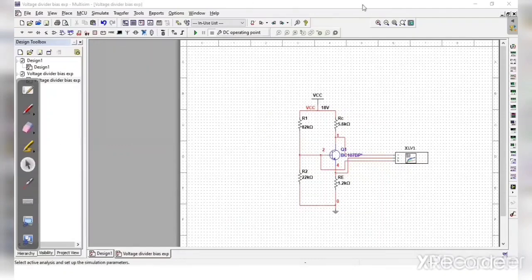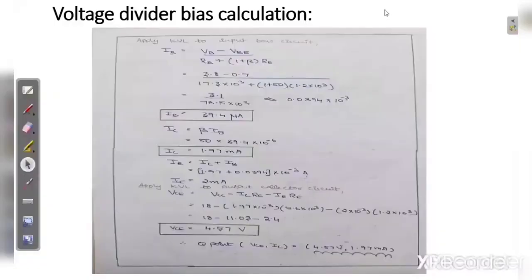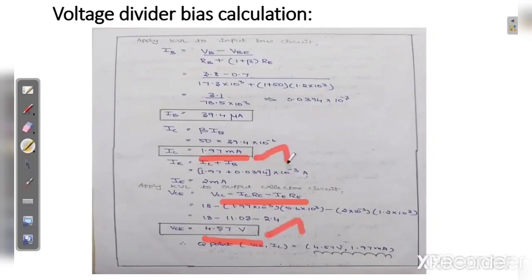This is our manual calculation for the voltage divider bias, where we use the formula and the IB is 39.4 microamps, usually IB in micro and IC in the milliamps. The IC is nothing but beta into IB. We get 1.97 milliamps, exactly what we get in the Multisim. And for the VCE, we have to apply the KVL in the output circuit, and substituting the values in the formula, we get 4.757. This is also exactly the value we get in the Multisim. So our manual method and Multisim method are matching.